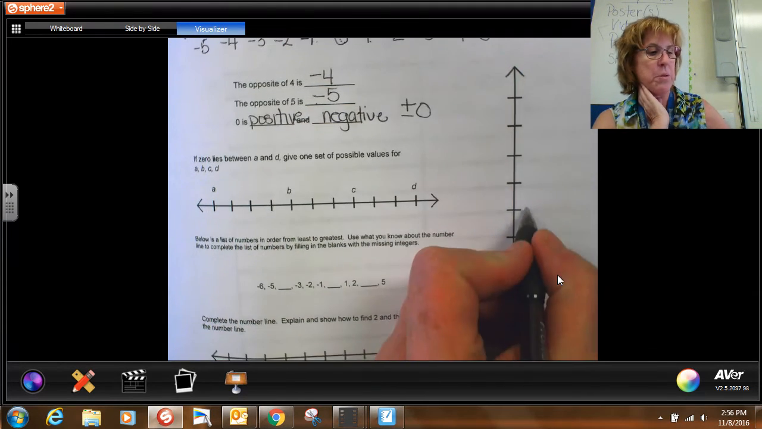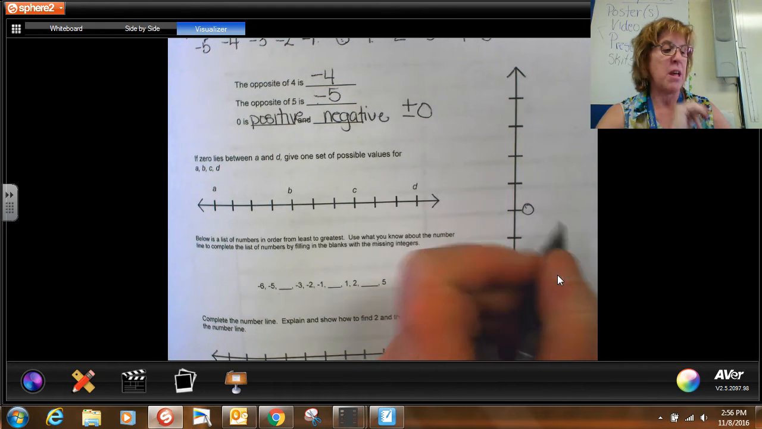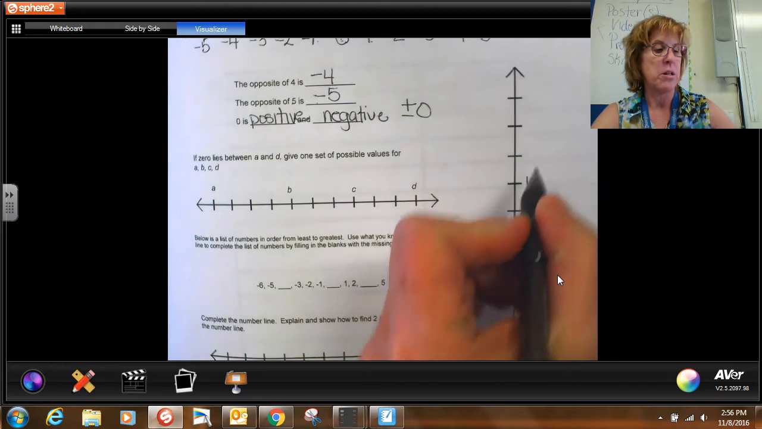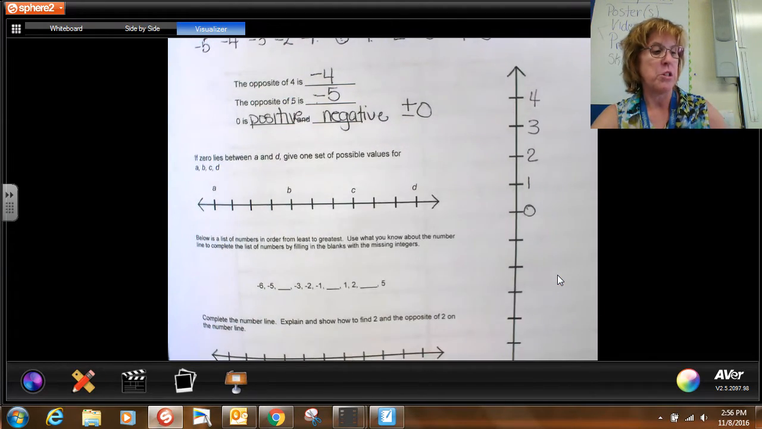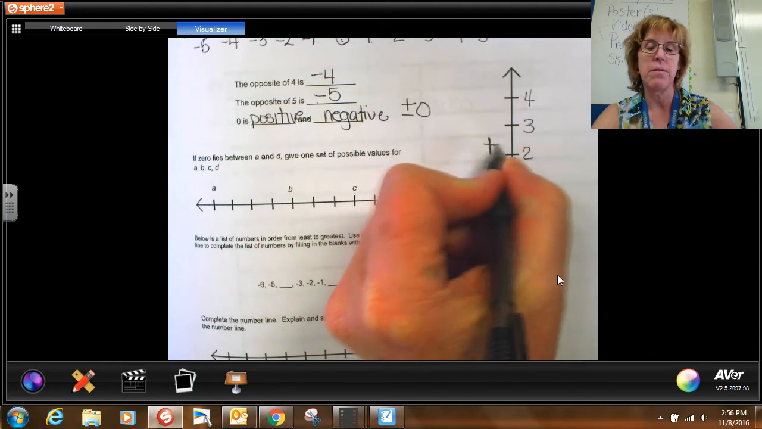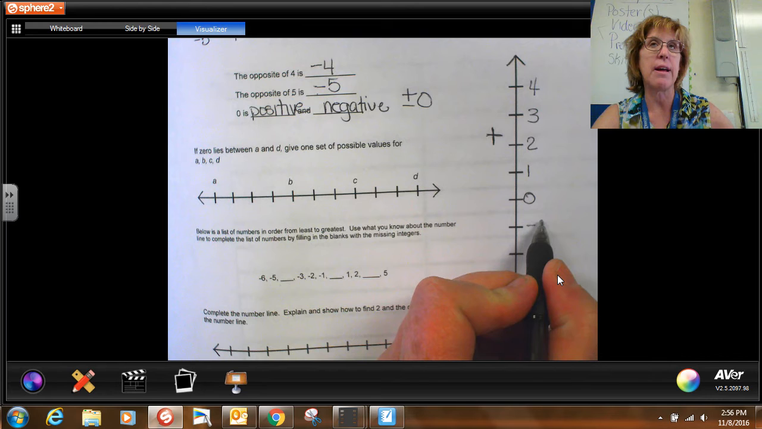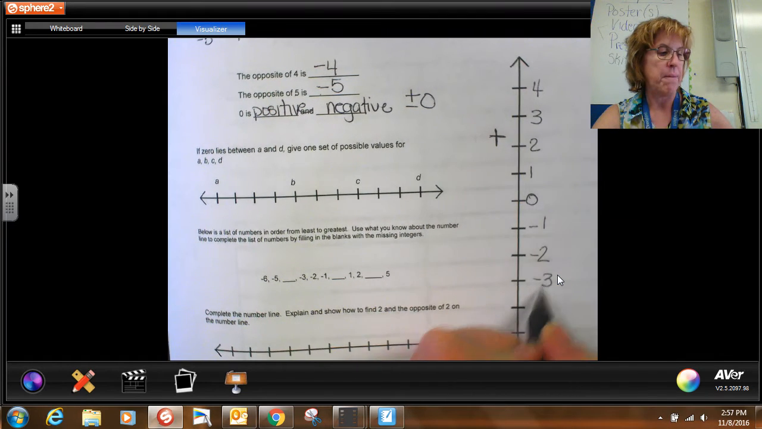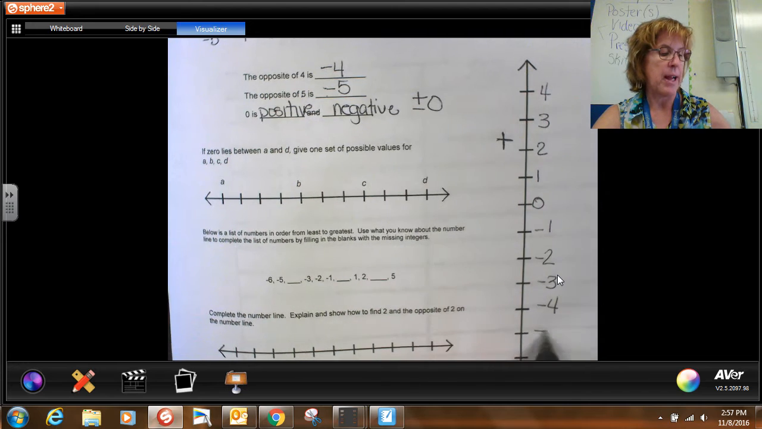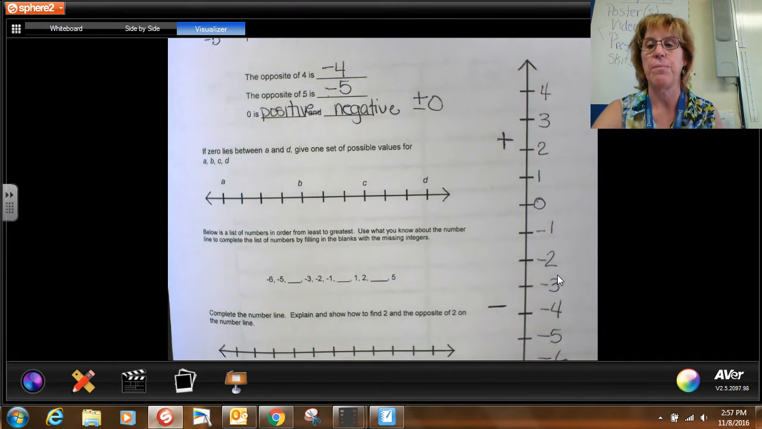So we're going to put 0 in the middle again. Anything that goes up is positive. So we have 1, 2, 3, and 4. So anything going up is positive. Anything going down is negative. So -1, -2, -3, -4, -5, -6. So over here we have negatives.